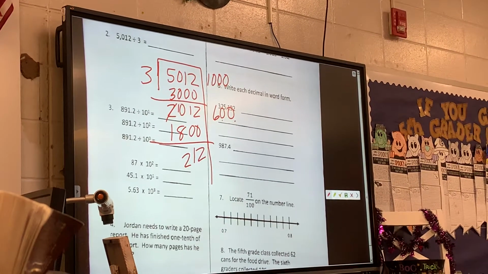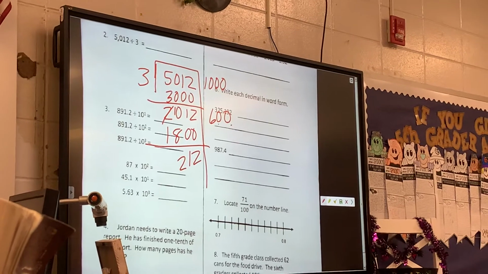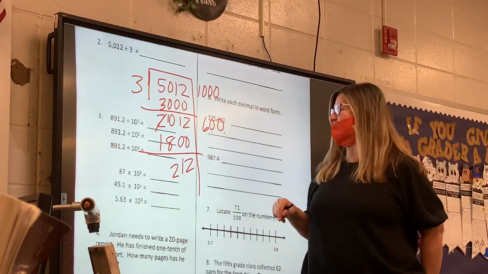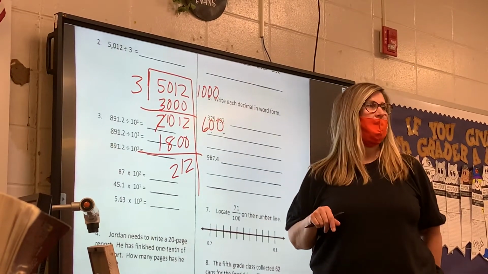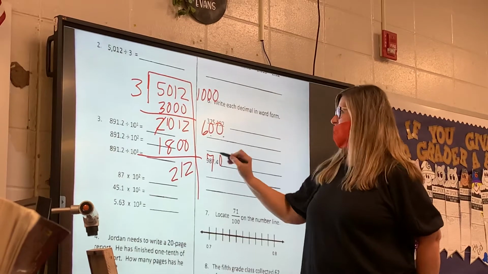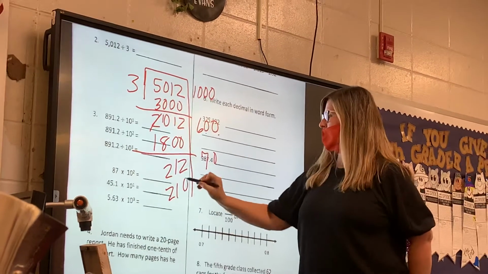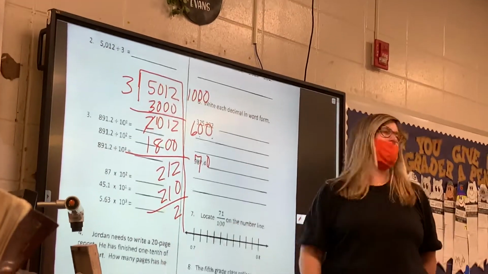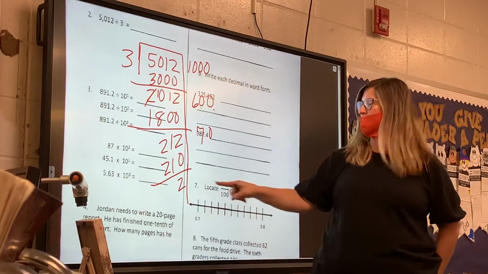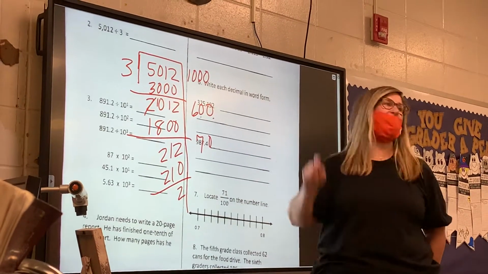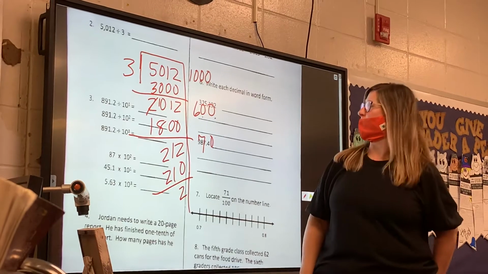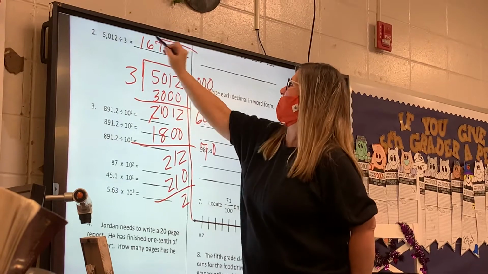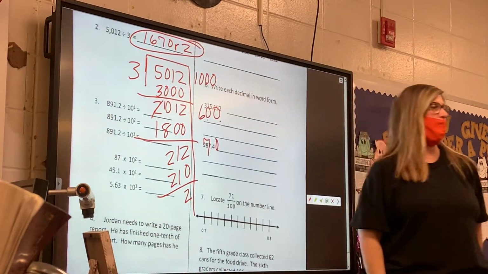Now I'm getting down in, so 3 times what's going to get me close to 212? Easton. I think I can go 70. Can I go 70? Yeah. Because 3 times 7 is 21. So it's 210. Okay, now, is 3 times anything going to equal 2? No. So this is my what? Remaining. Who can tell me my final answer? All right, Aaron. Correct. 1,670. Remainder 2. Question?